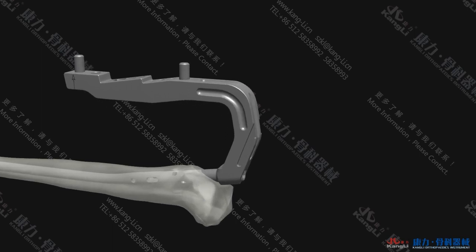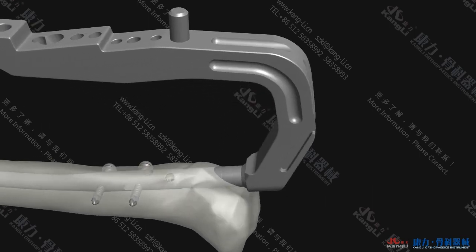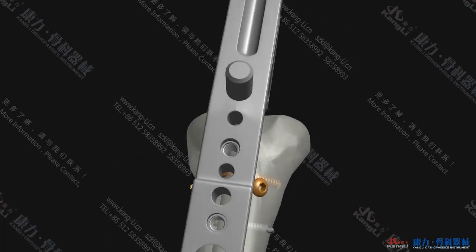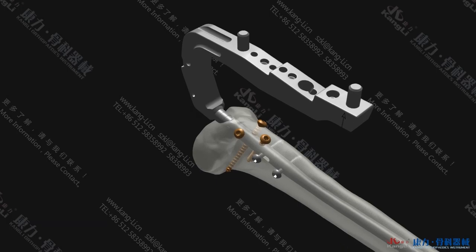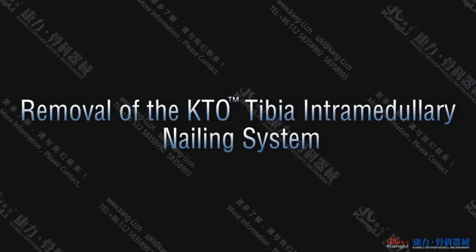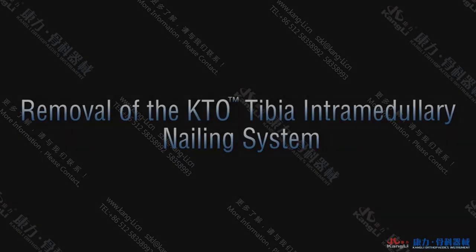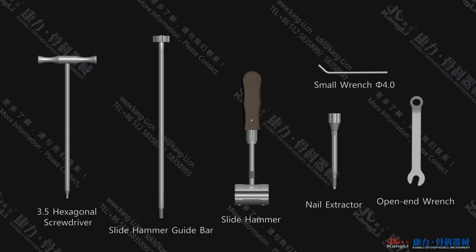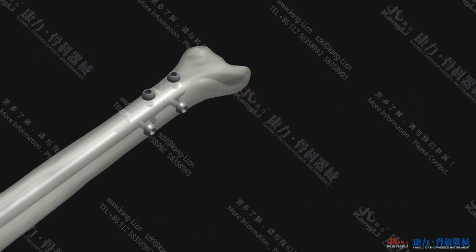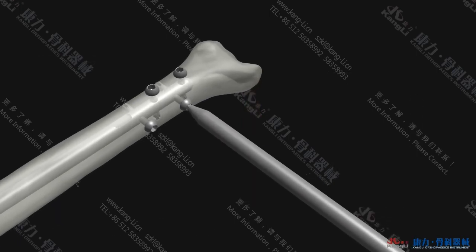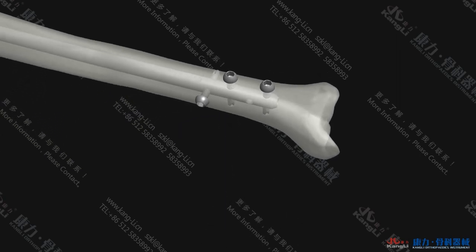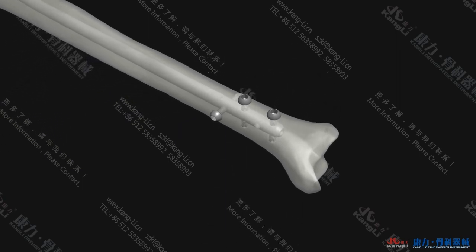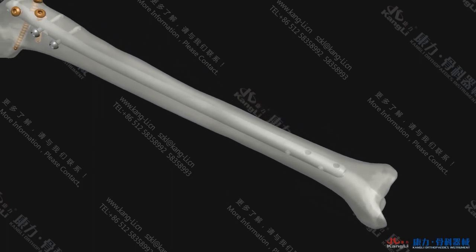Examine the compression with a fluoroscopy. Fix the locking screw at the proximal end until the compression is finished. Removal of the KTO Tibial Intramedullary nailing system. Remove the locking screws at the distal and proximal end with a 3.5 hexagonal screwdriver. But remember to keep one locking screw at the proximal end.